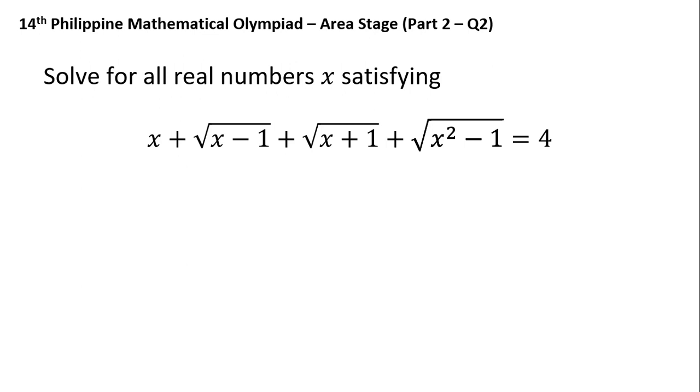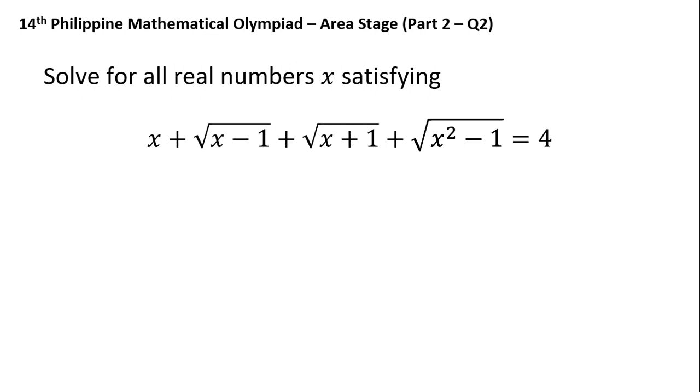We have here a radical equation from the 14th PMO area stage. Solve for all real numbers x satisfying x plus the square root of x minus 1 plus the square root of x plus 1 plus the square root of x squared minus 1 equals 4.